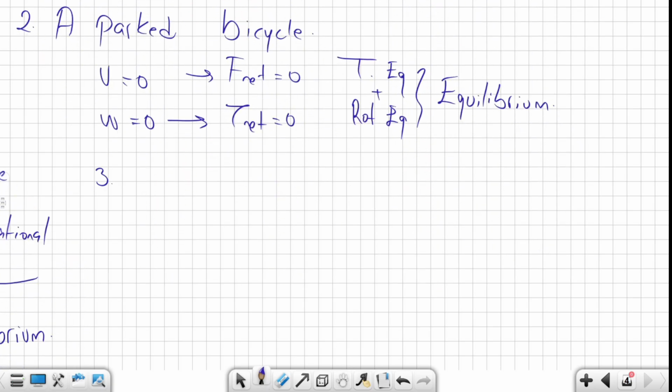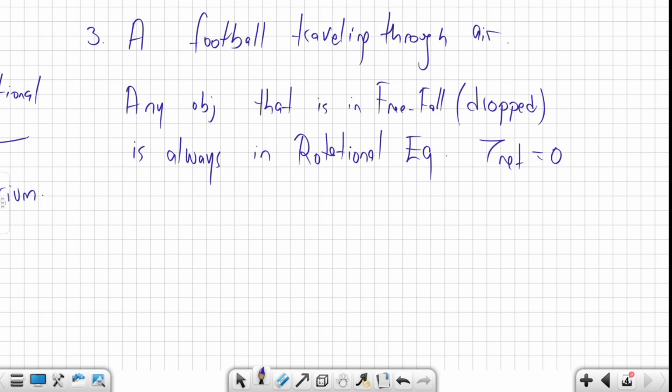For the third example, we have a football that's traveling through air. Anything that is traveling in air or anything that's in free fall will only be in rotational equilibrium, because of the gravitational force acting on it. So F net is never zero if anything is in free fall or anything is traveling in air.